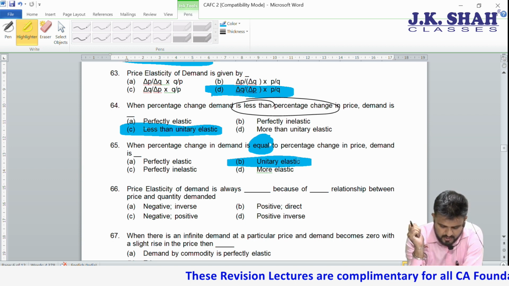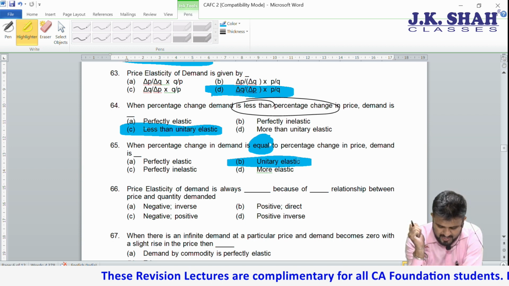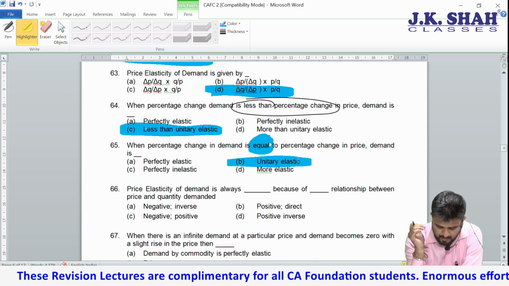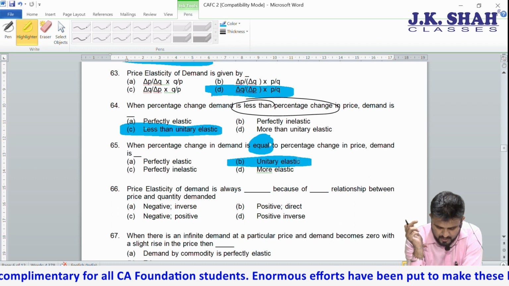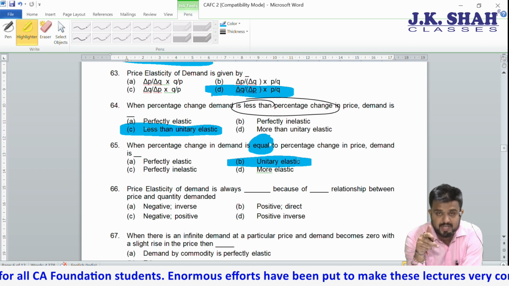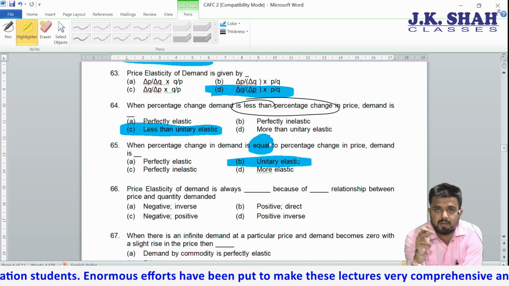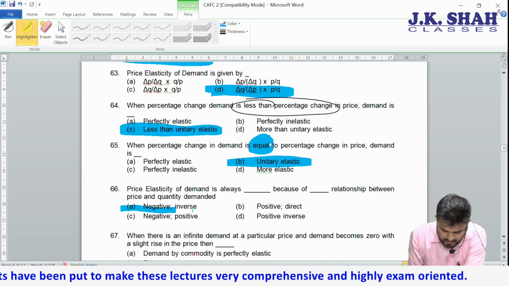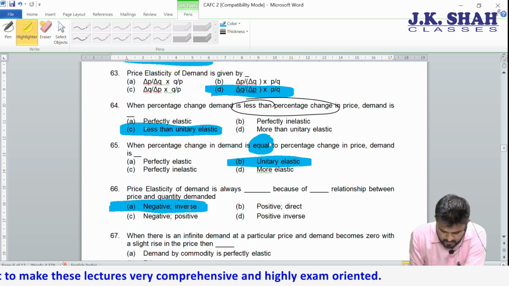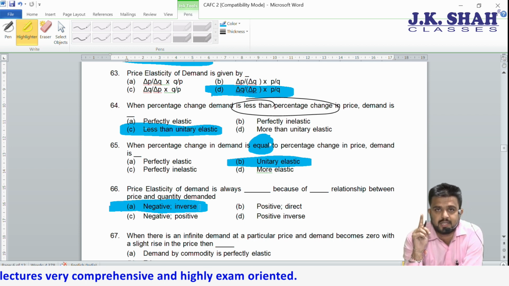Next, 66. Price elasticity of demand is always dash because of dash relationship between price and quantity demanded. So please remember, price elasticity of demand is always negative. Demand and price have negative relation, and that is nothing but inverse. So correct answer is A.